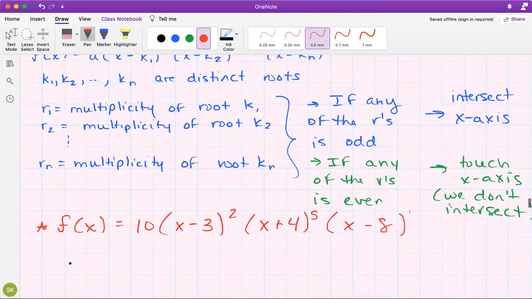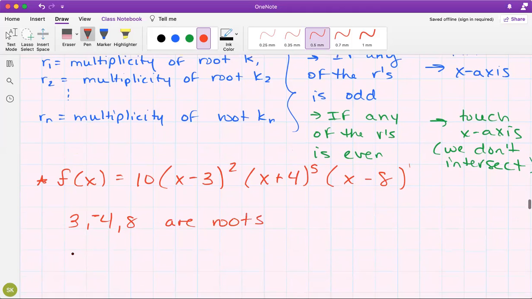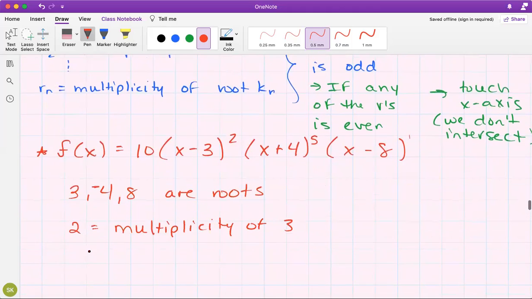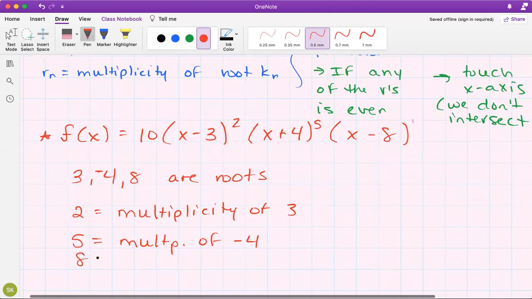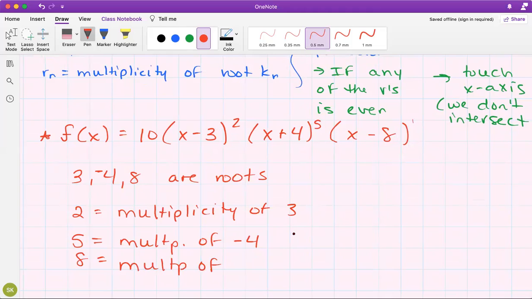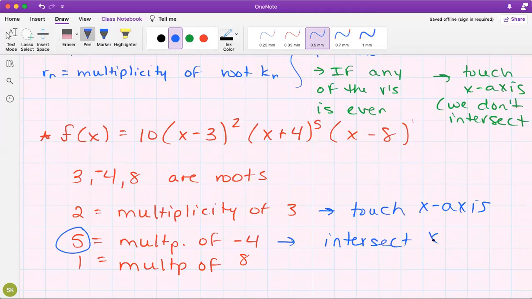So you can see that 3, -4, and 8 are roots, and 2 is the multiplicity of 3. 5 is the multiplicity of -4. And 1 is the multiplicity of 8. And what that tells me is this number is even, so we're going to touch the x-axis here. This number, 5, is odd, so we're going to intersect the x-axis. And this number is odd, which tells me I'm going to intersect the x-axis.